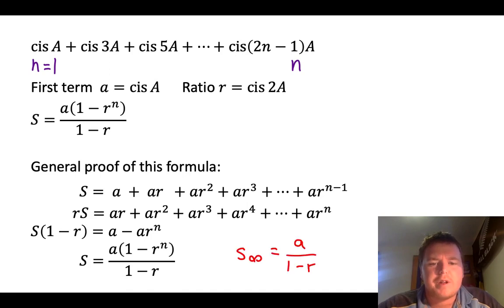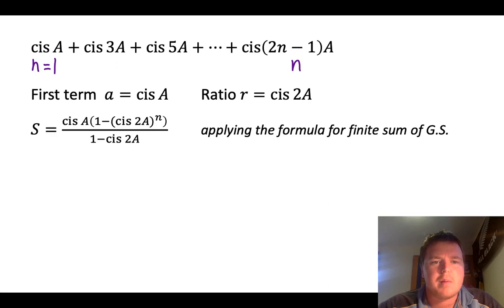Alrighty. In the infinite case, if you have an infinite geometric series, provided that the absolute value of r is less than 1, then it converges to that, because this r to the n term will go to 0 if r is less than 1. Alrighty, so we apply the formula.